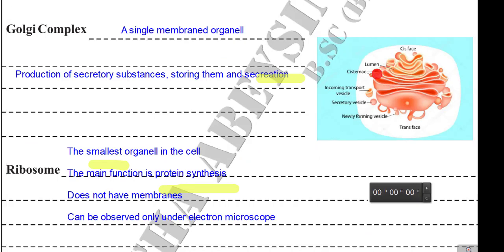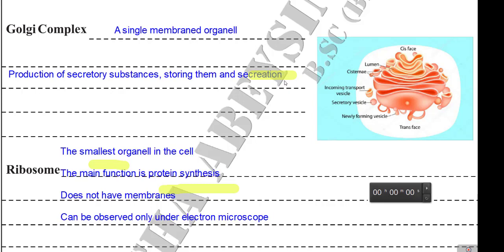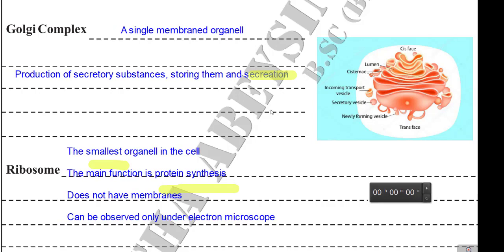It's a Golgi complex, right? Single membrane organelle, only one membrane there. Production of secretory substances, storing them and secretion. You can understand, I told you some plants make the gum-like thing, right? They are making that gum-like thing. That is the part of the Golgi complex here. They are making the secretions. Only that they have not much identified that.